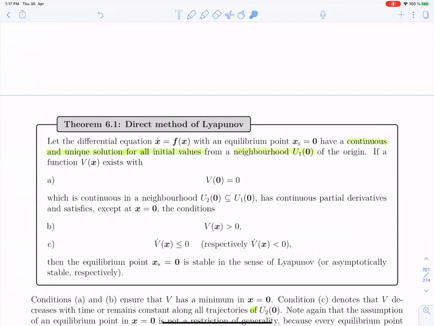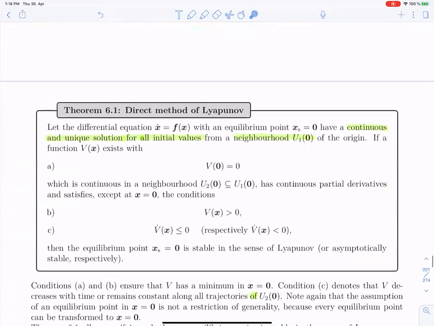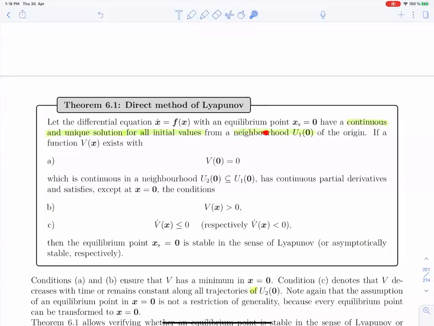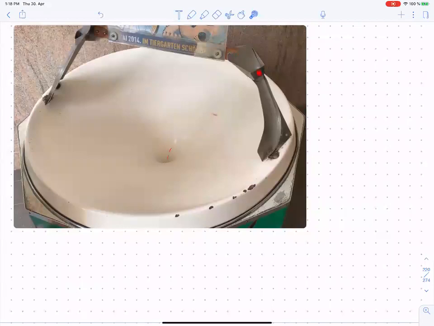Let me just read this out to you. We assume that there's a differential equation, x dot is f of x. This is the equation of motion of this coin. Whenever a coin is tossed into the funnel, we assume that its equation of motion is given by this. There's an equilibrium point, which is the sink here in the funnel, of course. And then we assume that there's a neighborhood of the origin, and there's a continuous and unique solution for all initial values within a neighborhood. Obviously, whenever the coin is tossed within this region here, then probably there will be a solution.